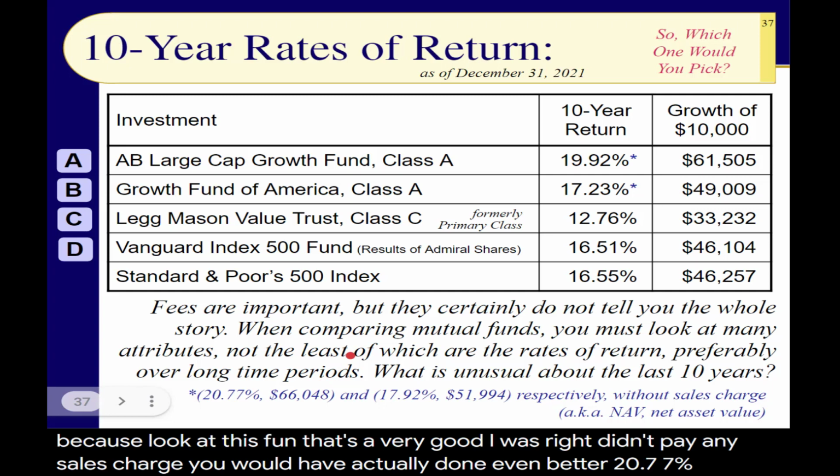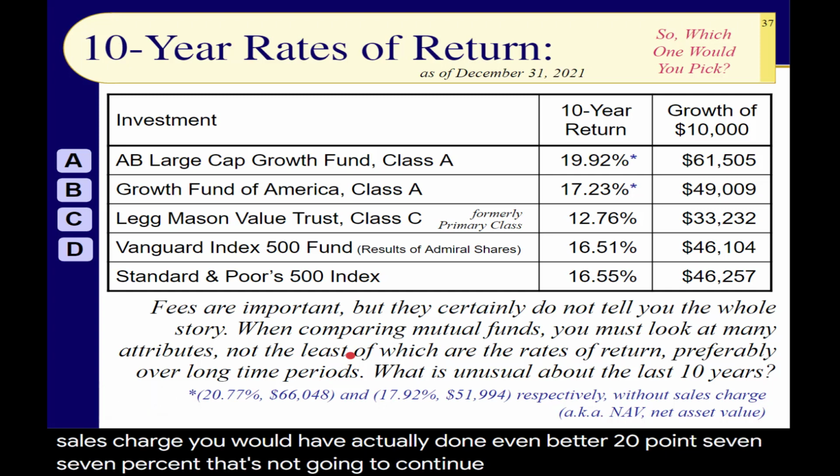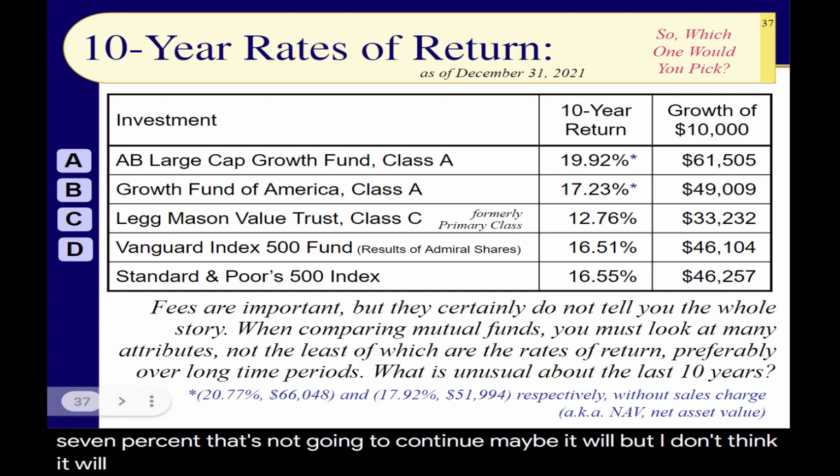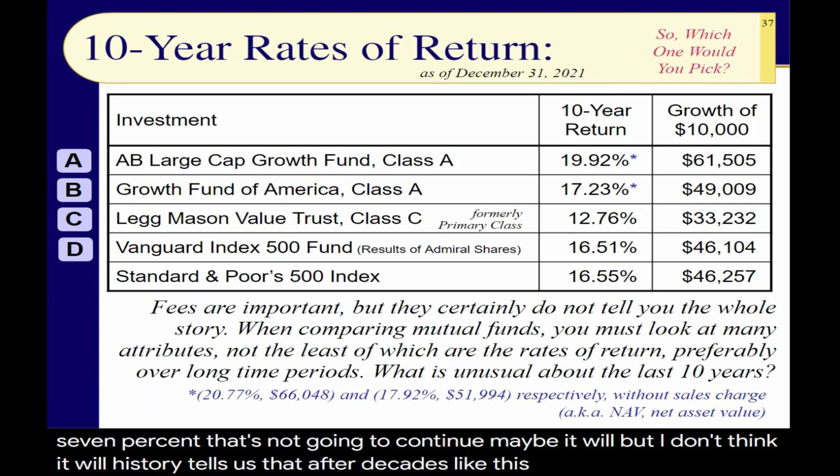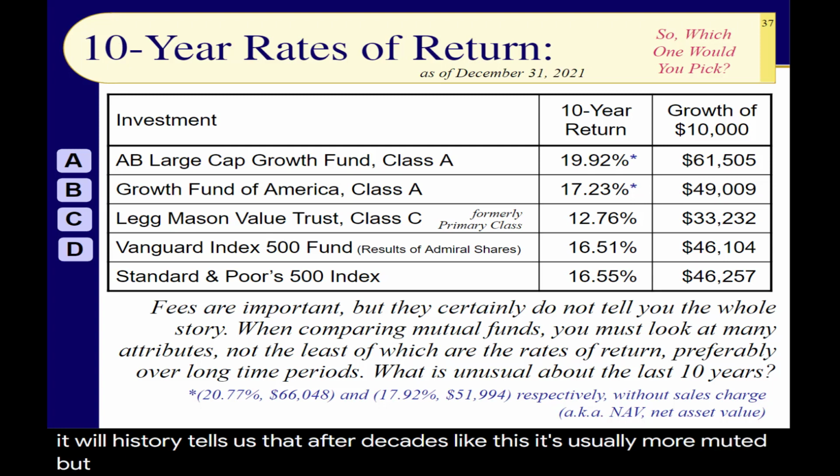20.77%. That's not going to continue. I don't know, maybe it will, but I don't think it will. History tells us that after decades like this, it's usually more muted. But we'll see. That's why it's called the future.